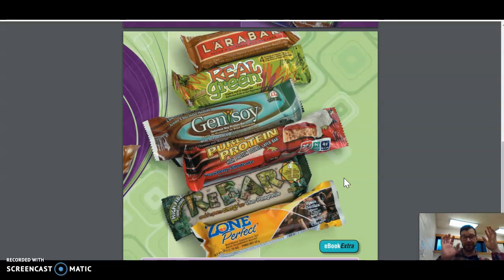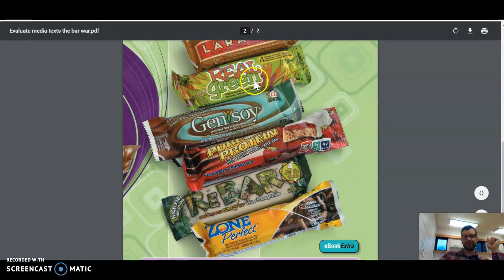For me, I'm just going to close my eyes, open them, and see which one pops out to me the most. Let's toss it between these two. The green, the Gen Soy and the Real Green. This one's super busy, big lettering with a bold outline. It's got scribbles all over it. This one's got a nice swirly type thing.